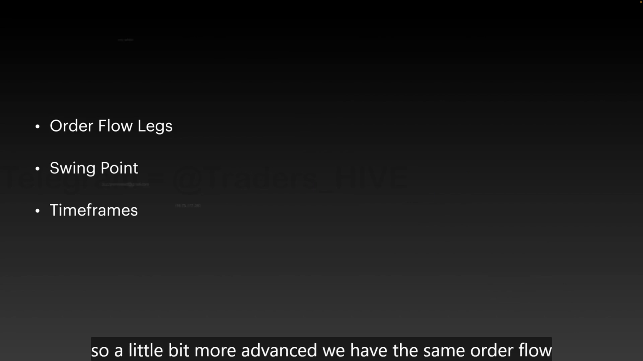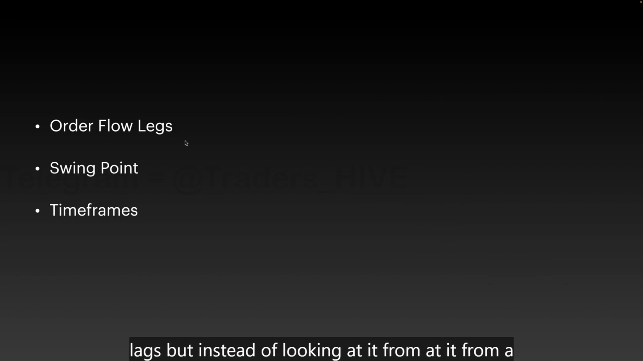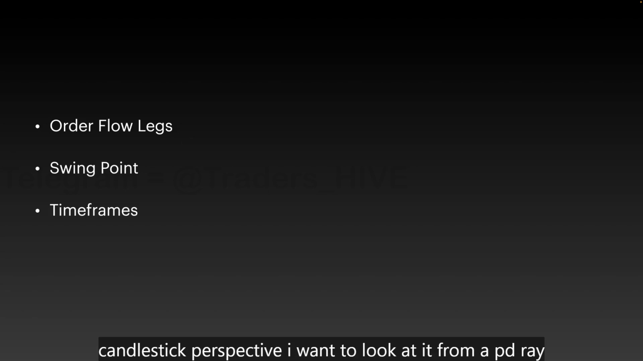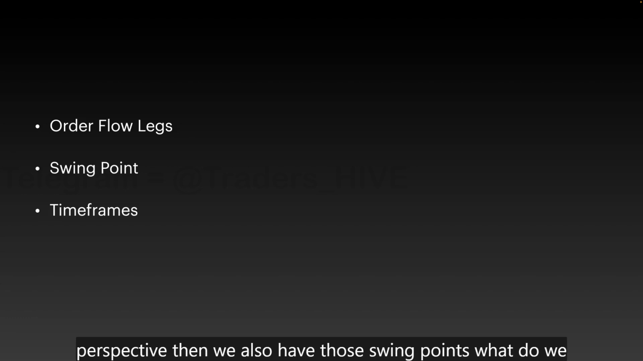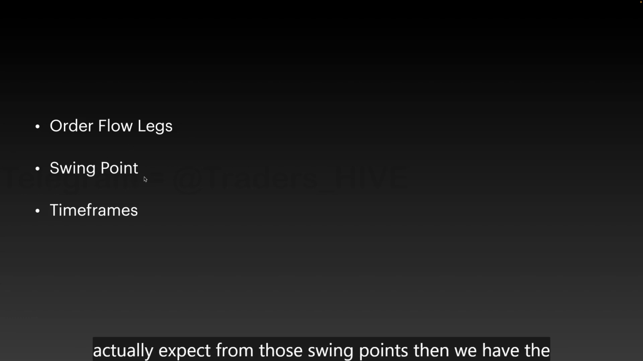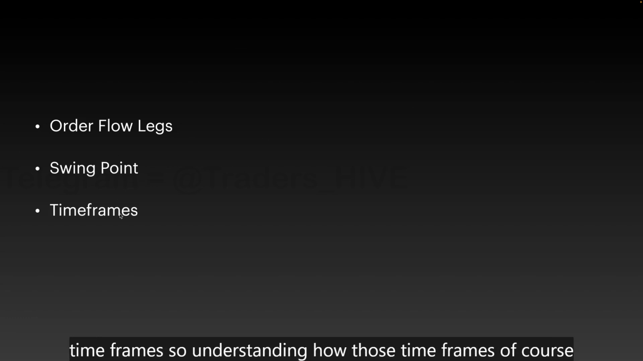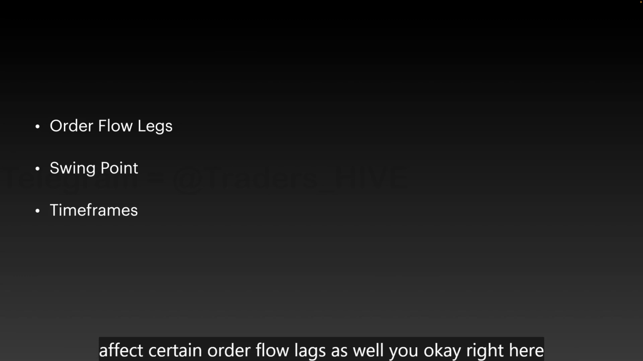Now, right here, let's dive a little bit deeper into that. So a little bit more advanced. We have the same order flow lags, but instead of looking at it from a candlestick perspective, I want to look at it from a PD array perspective. Then we also have those swing points. What do we actually expect from those swing points? Then we have the time frames, so understanding how those time frames affect certain order flow lags as well.